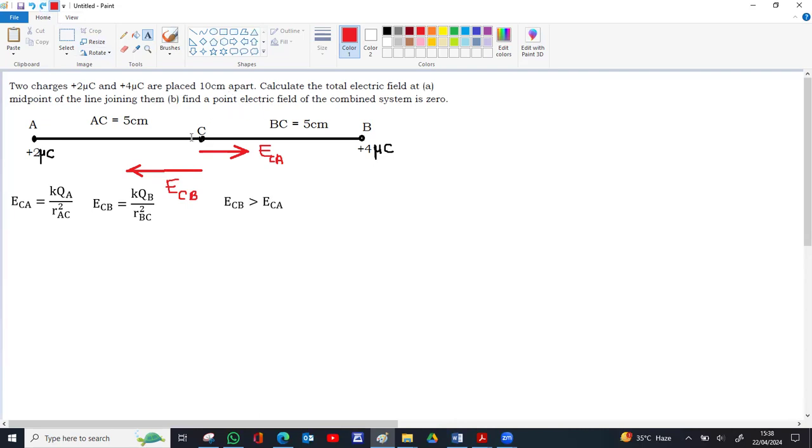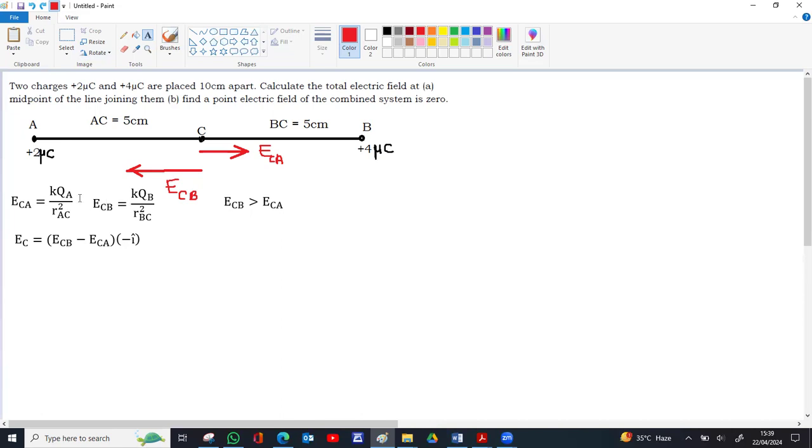Then the total electric field at C will be ECB, which is greater magnitude, minus ECA. The direction of the net electric field will be that of the greater one, that is along left side, B to A, or minus I cap. So ECB greater, ECA smaller, subtract, put the direction of the greater one.